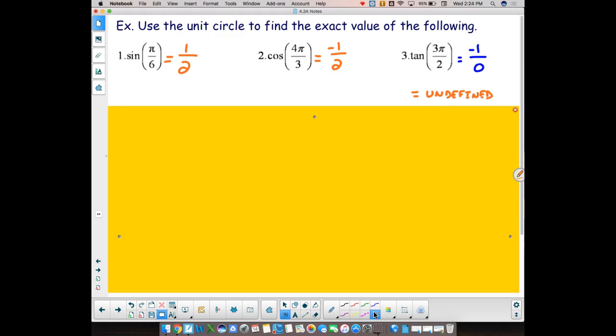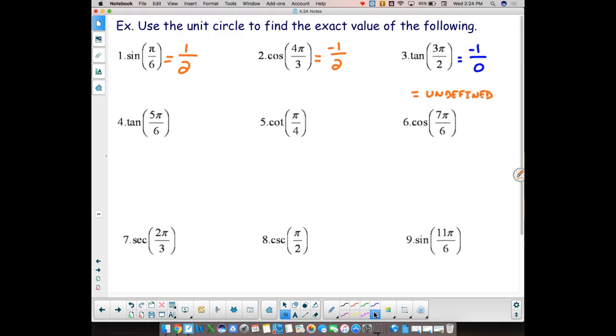What I would like you to do now is I would like you to find me those 6, utilizing your unit circle.